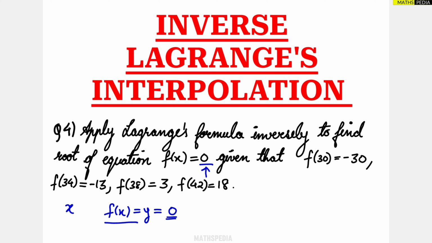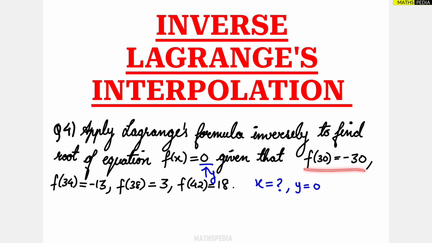This right-hand side always represents y. So y is equal to 0. What is the x value? Now they have asked in reverse. In previous cases we used to find y at a given x, but here they have asked what the x value is at y equal to 0. So here we are going to apply the inverse Lagrange's formula. And one more thing: it is not necessary that in every question they will mention that you have to apply inverse Lagrange's interpolation formula. But whenever they ask for x at a given y value, you have to understand that inverse Lagrange's interpolation formula has to be applied.